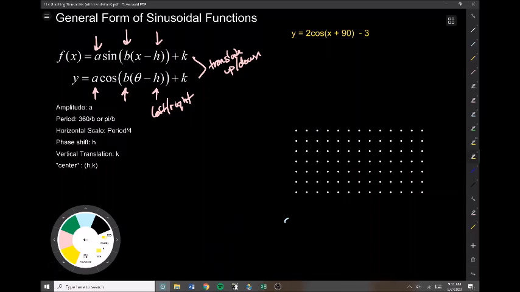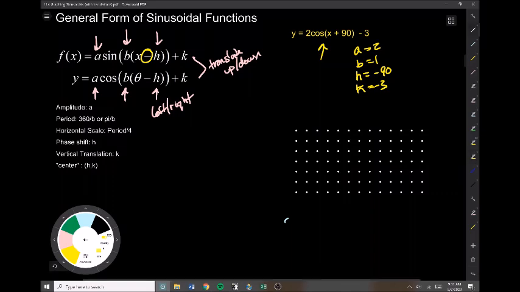So I'm going to graph this function right here. The a value is 2, the b value is 1, the h value is -90. Because of that minus there, the h value is actually -90, and the k value is -3. Typically, we would graph these by making our x and y axis in the middle, and then starting middle, high, middle, low, middle, high, middle, low. This is cosine, so it starts high.